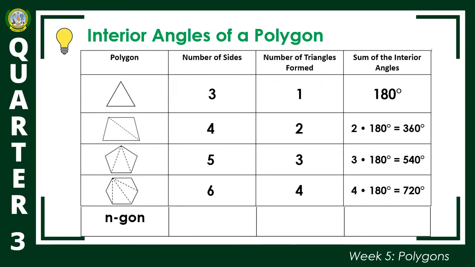So, let us now try to study the relationship of the number of sides of a polygon to the sum of its interior angles. So, from what we got earlier, let us observe what we will do to get the sum of the interior angles of a polygon if we only know its number of sides. Okay, for example, we are given polygons with many sides, for example 10 sides or 20 sides, 100 sides.